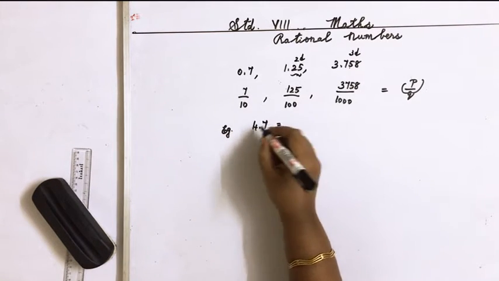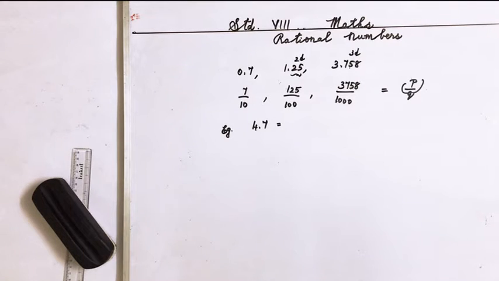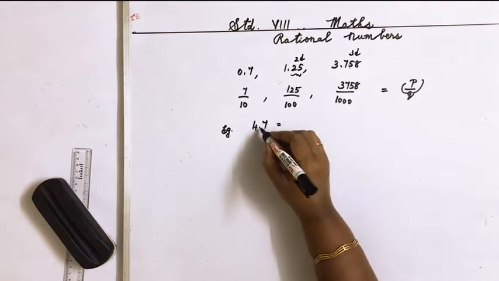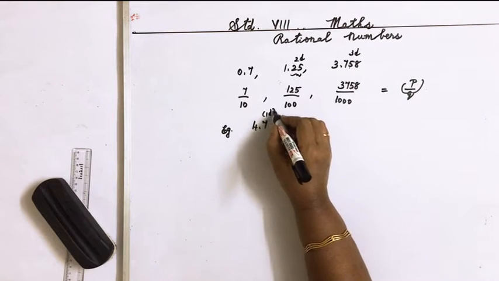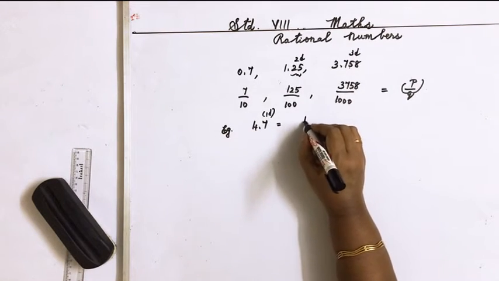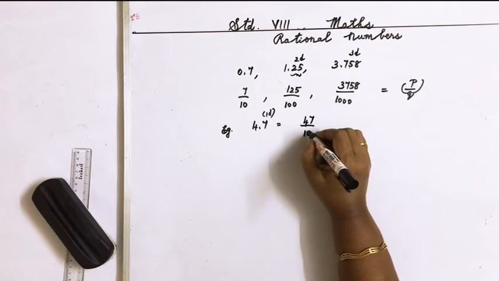4.7. This is a decimal number. How can you change this into a rational number? After the point there is one number, that is one decimal place. So the denominator is 10. So 47 divided by 10.